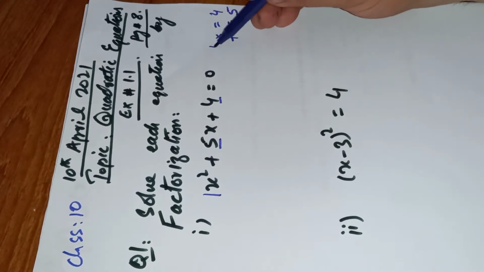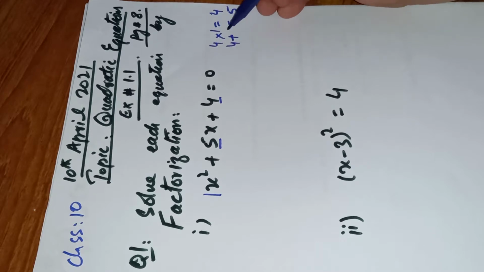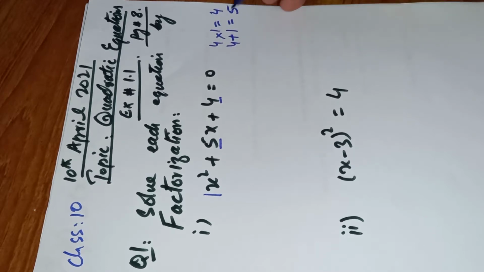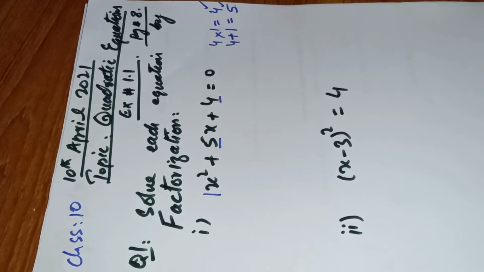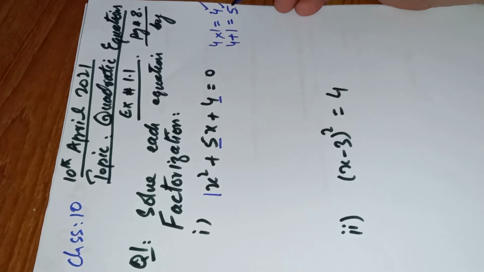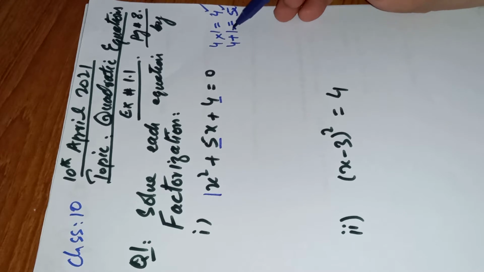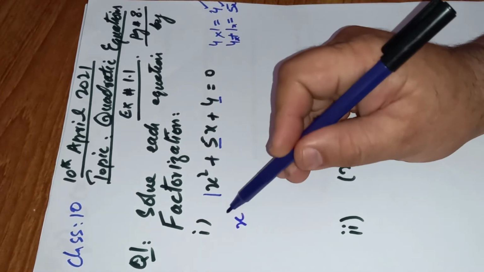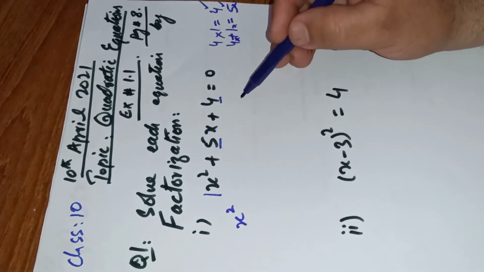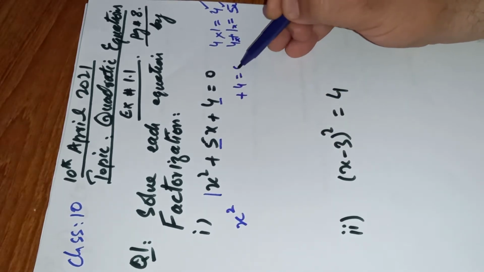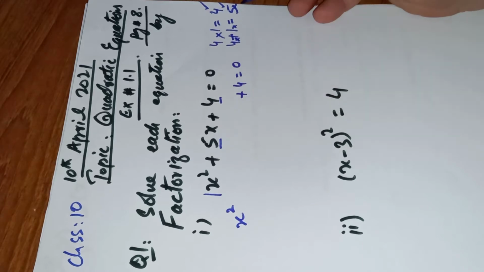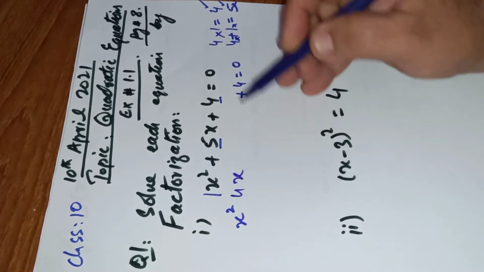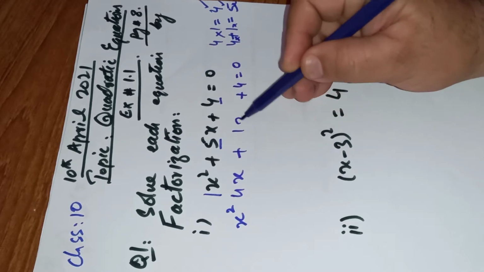So we can say 4 ones are 4, and 4 plus 1, the same two digits, when we add, qualify both the first and second conditions. So this 5x, actually it is x, so x will be accompanied with these two. The first term of this equation, which is x square, and the last term, which is 4, should be as it is. Instead of 5x, we will replace it with 4x plus 1x. So I am writing here 4x plus 1x.